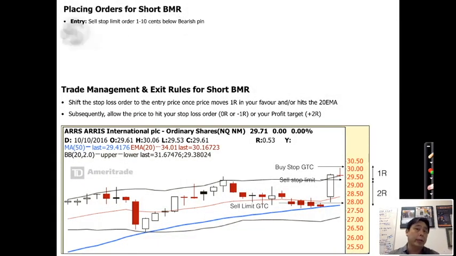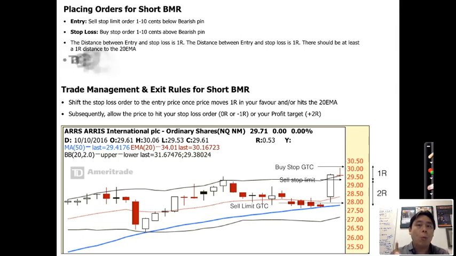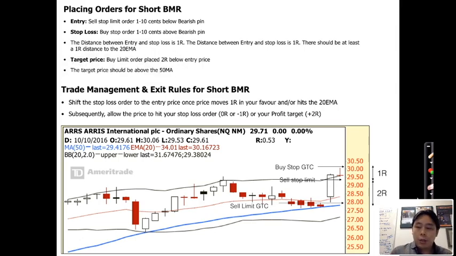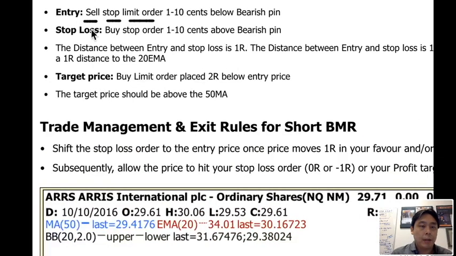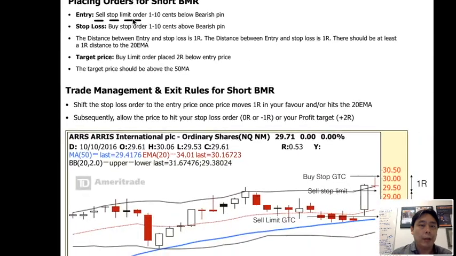Placing orders. Where do we place our entry order? When we're going short, recall that our entry will be a sell stop limit order. The moment it goes to a certain price, stop, sell it, but not too far down, so we have to place a limit. We put the stop order 1 to 10 cents below the bearish pin bar, and the limit order a few cents below the stop order.